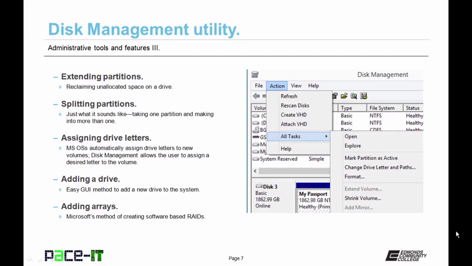Microsoft operating systems automatically assign drive letters to new volumes. Disk management allows the user to assign a desired drive letter to the volume instead. The disk management tool makes adding a drive easy for the user through the graphical user interface. The disk management tool also makes adding an array easy. This is Microsoft's method of implementing a software-based RAID.